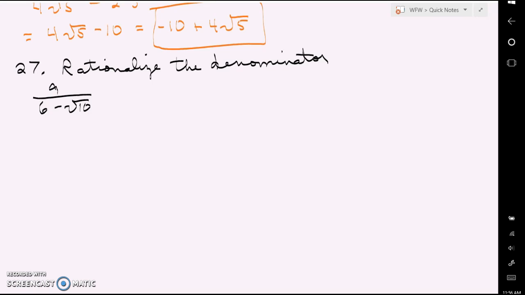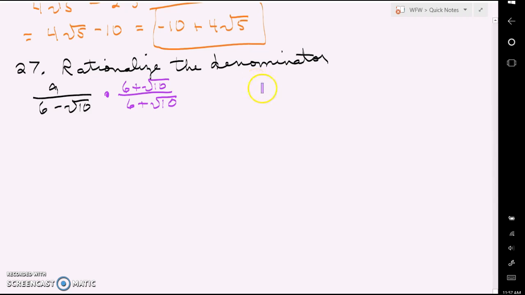And in order to rationalize the denominator, when the denominator is a complex expression, you need to multiply it by its complex conjugate in order to clear the radicals from the denominator. It is okay to have radicals in the numerator. The complex conjugate of 6 minus square root of 10 is 6 plus square root of 10.